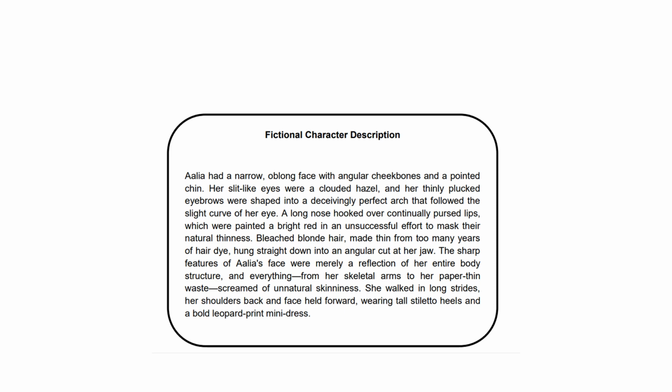Let us look at this descriptive piece. So here it is describing a character. Alia had a narrow, oblong face with angular cheekbones and a pointed chin. So narrow, oblong, angular, pointed chin is creating the visual of how Alia looks like. Her slit eyes were clouded hazel, and her thinly plucked eyebrows were shaved into a decisively perfect arc that followed the slight curve of her eye. So you can exactly create the image of how Alia looks like.